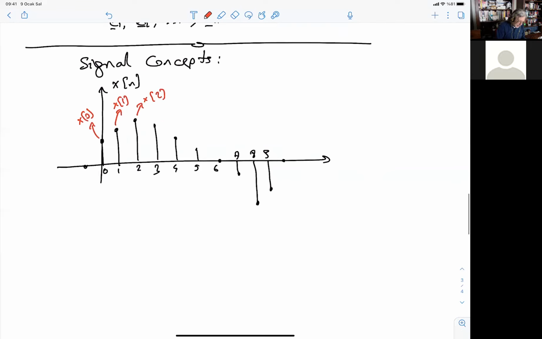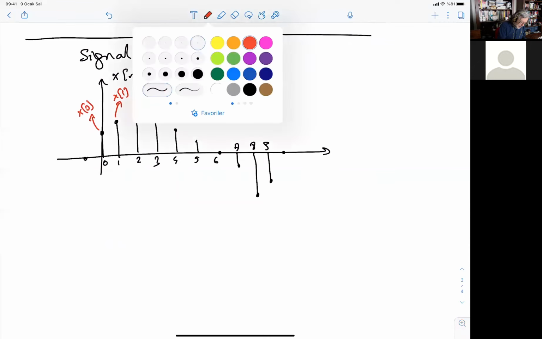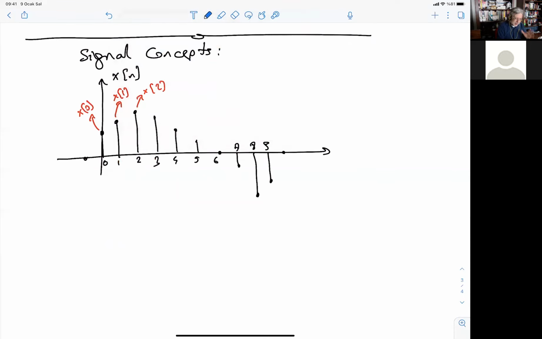And meanwhile, we have a mother basis from which we generate automatically the other basis signals. And that is the unit sample or unit impulse. As we know, it's delta of n. At 0, its value is 1.